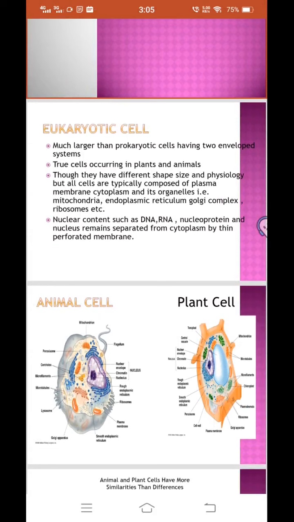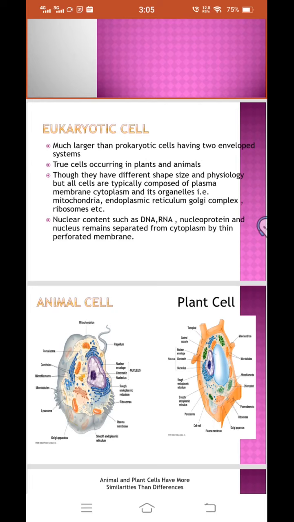So today we will continue the same topic which we have studied in the previous class. Now in this topic we will study about the eukaryotic cell and the different components of the eukaryotic cell. Okay. So what are the eukaryotic cells?